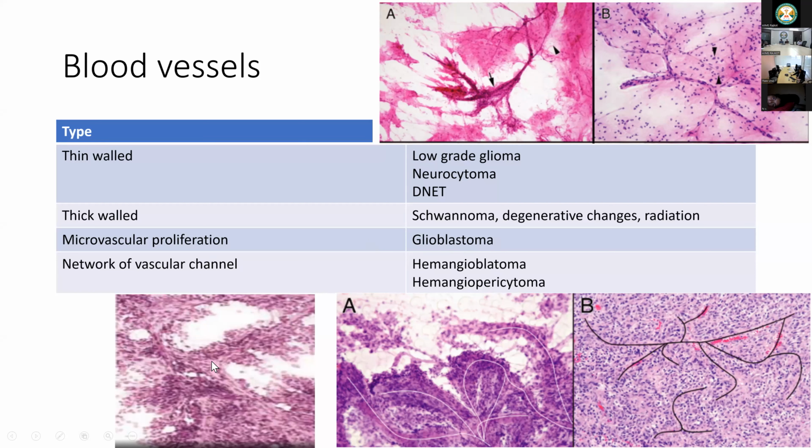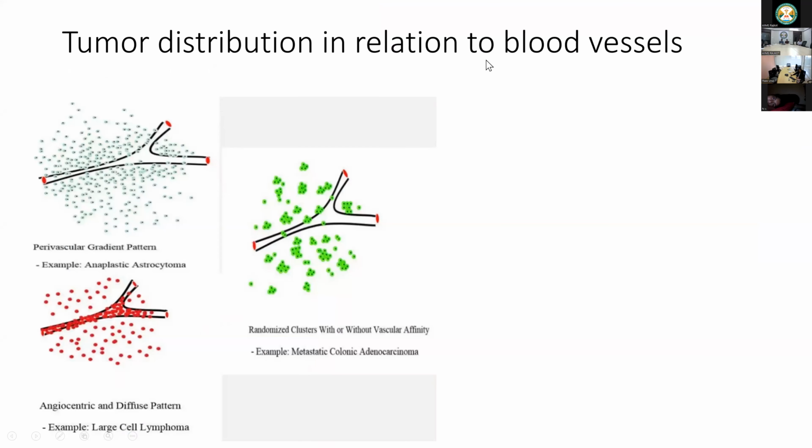A network of vascular channels like here can be seen in hemangiopericytomas, with these blood vessels and tumor cells attached to them. These are thin-walled blood vessels which are seen in low-grade gliomas, and this is an example of ganglioglioma. And this is an example of florid microvascular proliferation in glioblastomas. Now, tumor distribution can also be seen in relation to blood vessels, like a perivascular gradient pattern. The tumor cells are arranged perivascularly in anaplastic astrocytoma. Angiocentricity is found in lymphomas, and randomized clusters around blood vessels can be seen in metastatic tumors.